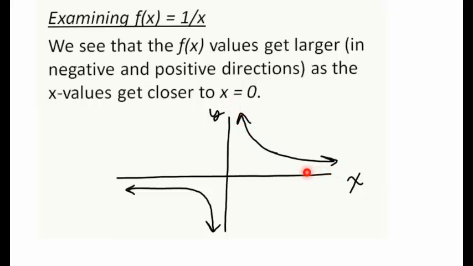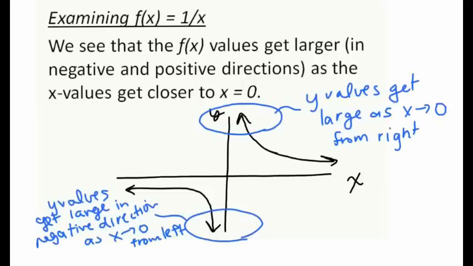So as x is coming in closer to 0 on the right side, or from the positive direction, we saw that our y values started to get bigger and bigger and bigger. And we also saw that as x got closer to 0 from the negative direction, or the left side, our y values got smaller, or bigger in the negative direction. So this leads us to think that something is happening around this dashed red line here, x is equal to 0.